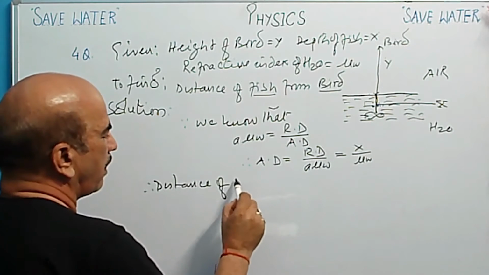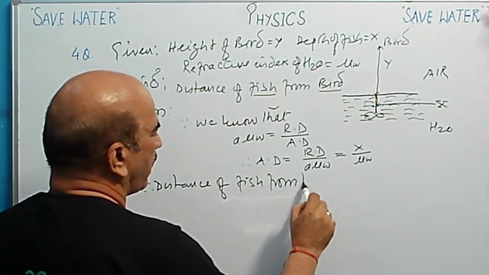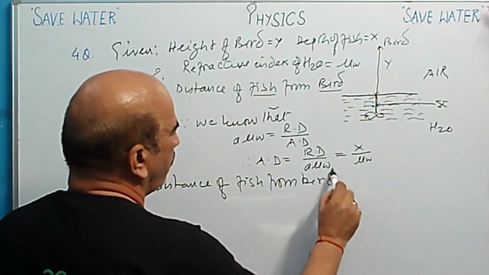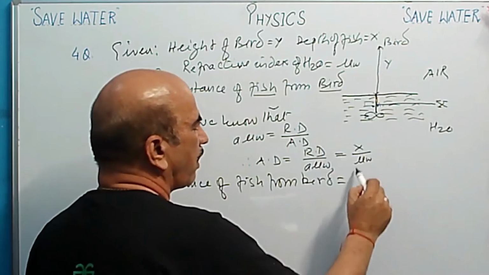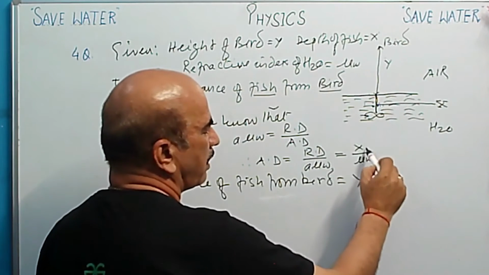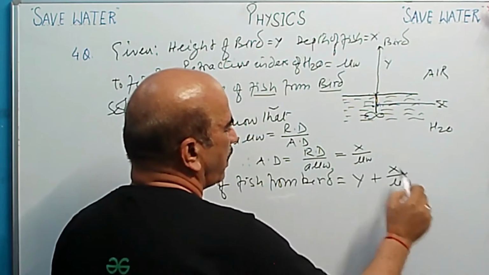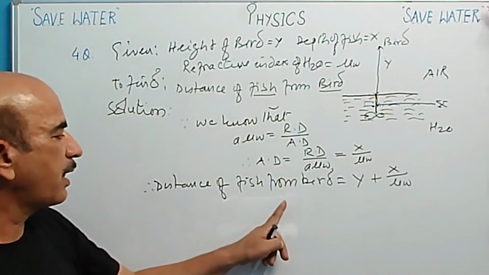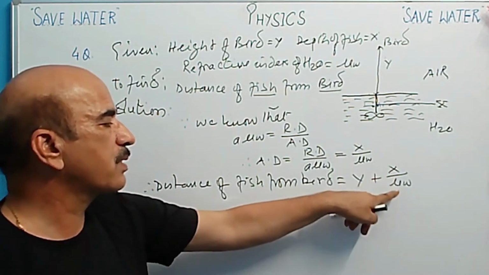Distance of fish from bird. Okay, this will be y. How much is this? The whole is y. So this is y plus this is the apparent depth. This is x upon mu w. So this will be the distance of the fish from the bird. So y plus x upon mu w.